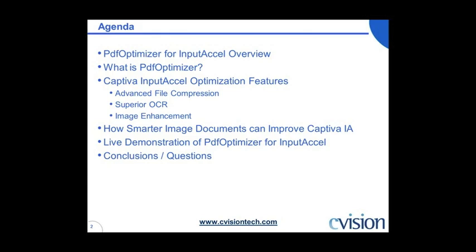We want to talk about how smarter image documents can improve Captiva IA. So you have your documents, but how smart are they really? Are they searchable? Is there metadata insertion? Are they PDFA? These are issues. If you're taking the time to capture your paper and you care about these documents, you should be asking the question, how smart are my captured documents? Are they smart or not? We'll give you a live demo of PDF Optimizer working within Captiva IA, and then I think first we'll take some questions. We're always open to questions here at CVision.